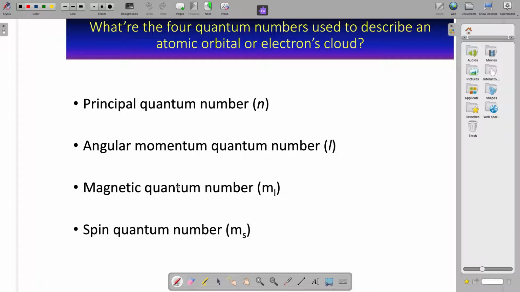The third is the magnetic quantum number. It has the symbol lowercase m with lowercase l as a subscript. And the fourth is the spin quantum number. It has the symbol lowercase m with lowercase s as a subscript.